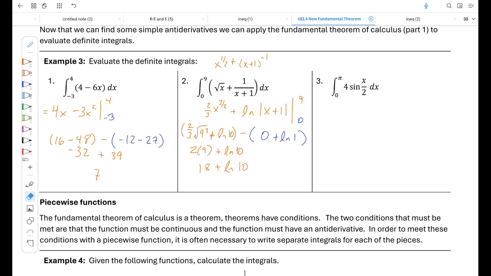So number 3, always look at your arguments. The only thing we know how to deal with right now are linear arguments. So x over 2 is a coefficient of 1/2 times x. Anything that's more complicated, sine of x squared, things like that, comes later in the unit. So just linear arguments are the only thing we really know how to deal with.